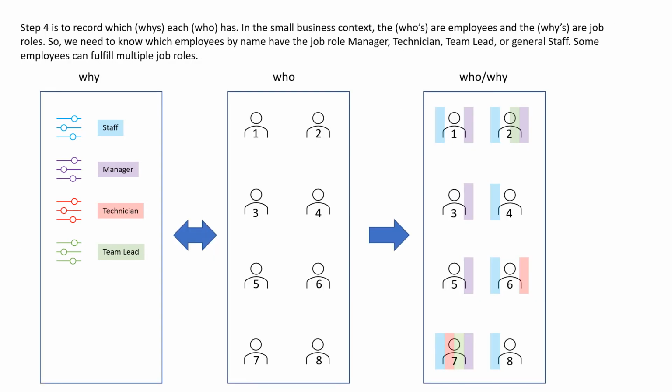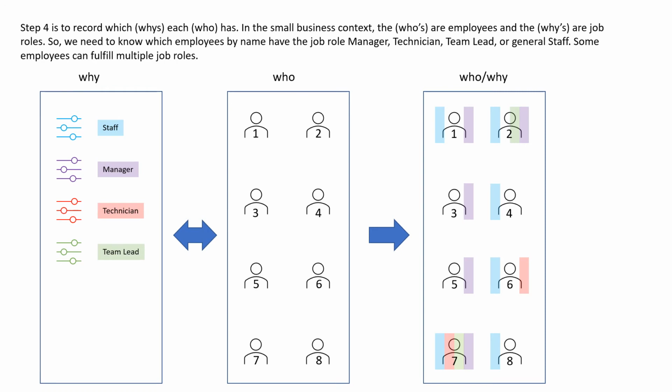Okay, step 4, we're going to record which whys each of the who has. Okay, so the whos, these are employees, there may be 100 of them. And each one by name, in this case we're showing 8 different whos, we're going to tell the application what roles can this person play. So number 1 has a blue staff stripe and a purple manager stripe. So that person can fill a role of either a staff employee or a manager employee. Number 2 has 3 different stripes. They can fill a staff role, a team lead role, or a manager role. Number 3 is strictly a manager. So whenever a manager is called for, that person could fill that slot. But they could not fill a staff slot or any other team lead or technician slot.